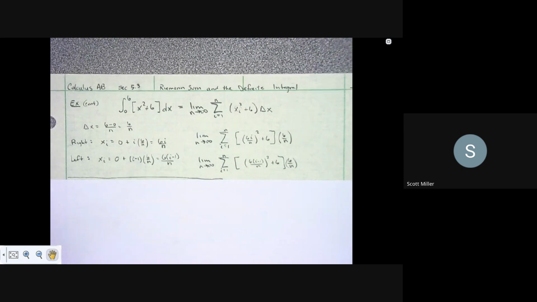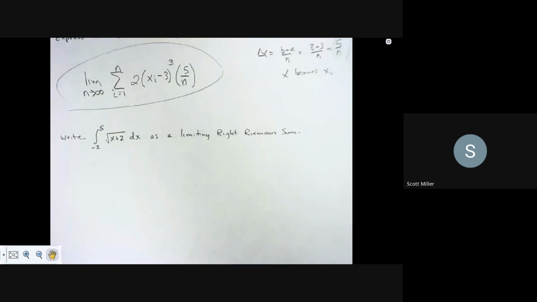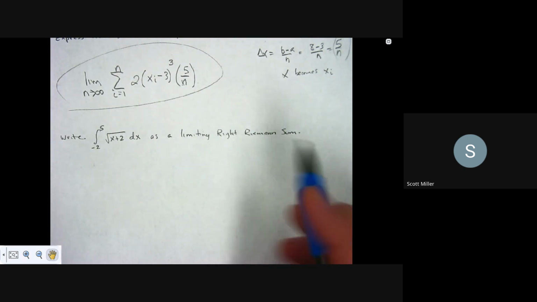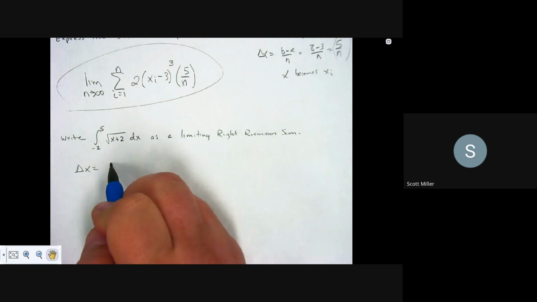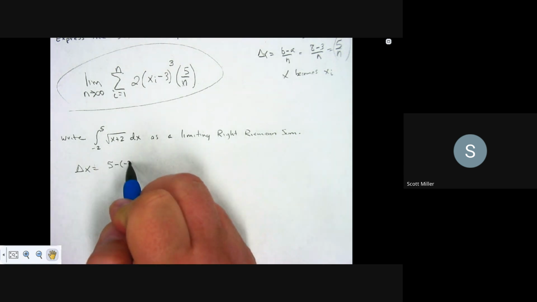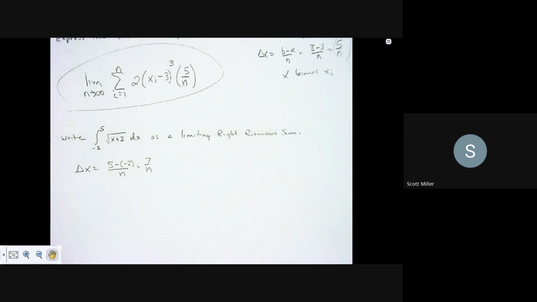So let's walk through an example of this. I think it's this example right here. Let's walk through one of these and see if we can get this one down. So we want to write it as a limiting right Riemann sum. So we have b minus a over n, which gives me 7 over n.